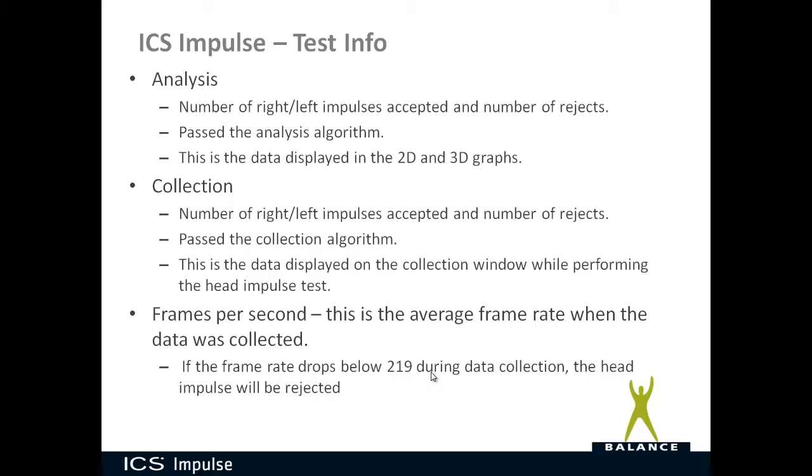And then one note about the frames per second. This is an average frame rate when the data was collected. If the frame rate drops below 219 during data collection, the head impulse will be rejected. This is because we assume a 4 millisecond window and we show things in time in milliseconds. So we need to make sure that the frame rate doesn't drop too low, because if it drops too low, it extends that window. So if the frame rate drops below 219, then the head impulse will be rejected.